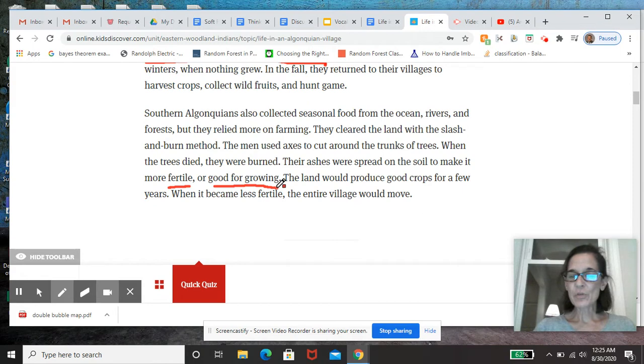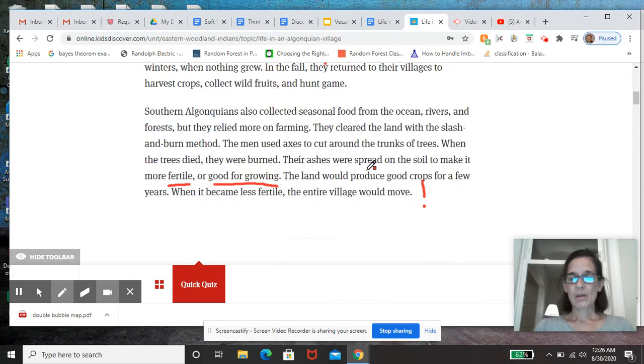The land would produce good crops for a few years. When it became less fertile, the entire village would move. Okay, now that surprises me because they build houses. So I gotta put an exclamation mark here. So when the land no longer will produce, then they move.